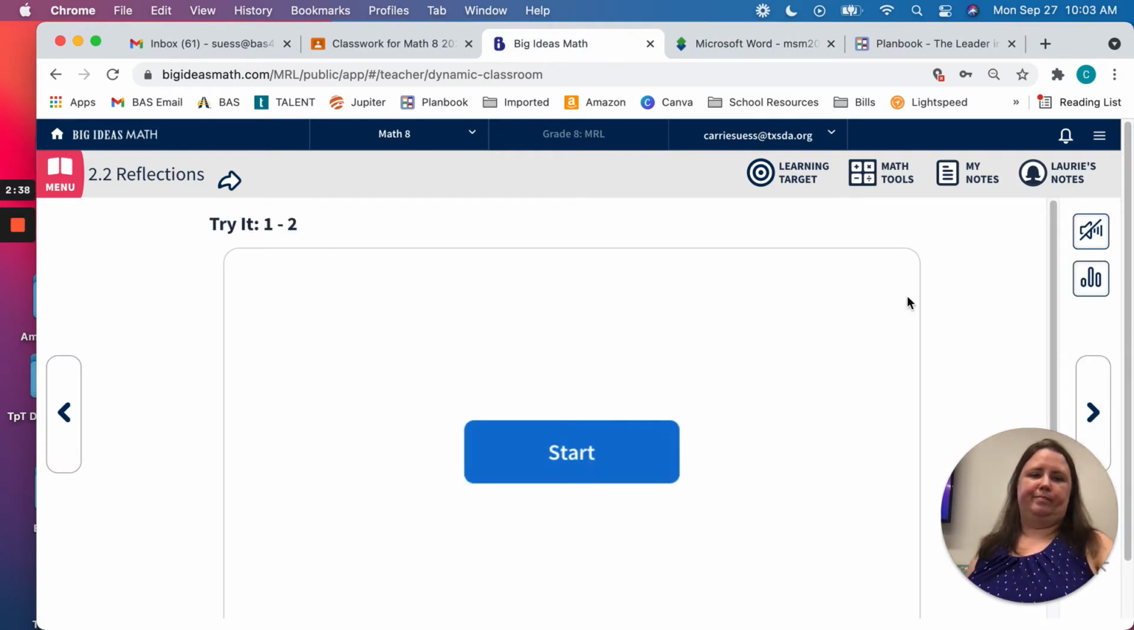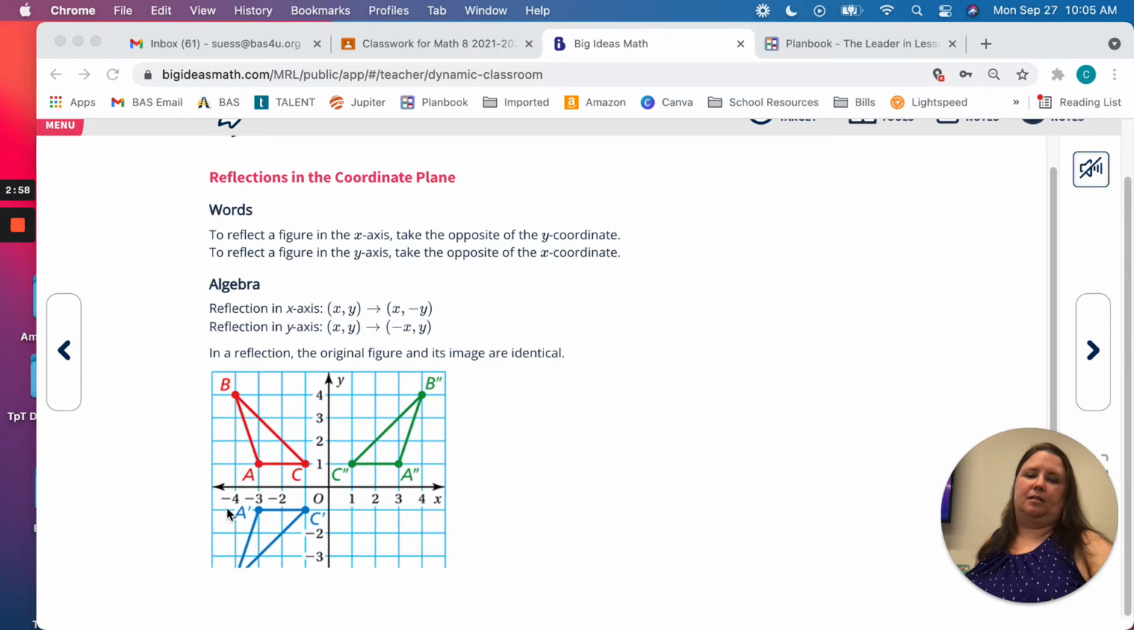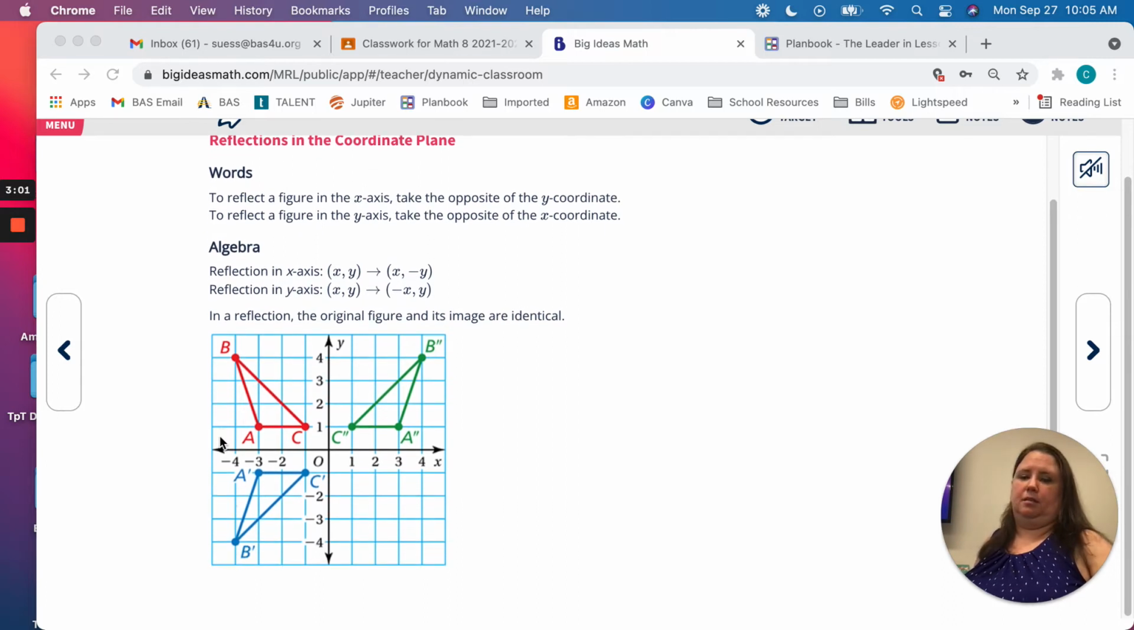There's 2. All right, so for this key idea, keep writing it in your journal. I'm just going to talk about it for a minute. We're talking about reflections, like we just practiced, but these are in a coordinate plane. So you see that they're in this graph. To reflect a figure in the x-axis, which one's the x-axis? Yes, the horizontal line right here. This is the x. So to reflect across the x-axis, you take the opposite of the y-coordinate. Whatever the y is, you put a negative there. That means it's going to reflect from above the x-axis to below it.